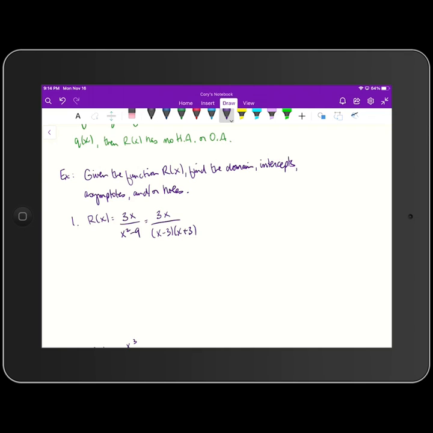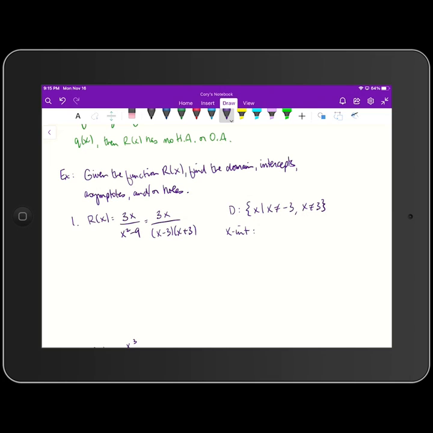So if we want to find the domain, we know that our rational function cannot have values that make our denominator 0. So the two values that make our denominator 0 are 3 and negative 3. So our domain is going to be the set of x such that x can't be equal to negative 3 and x can't be equal to 3. Okay, let's do the x-intercept next.